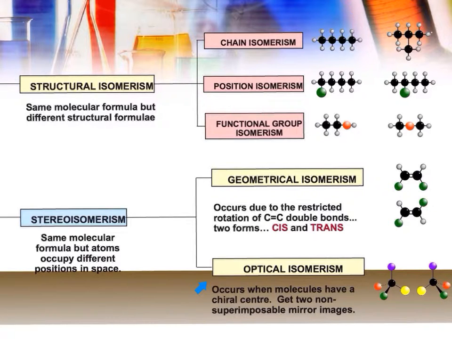We can also look at stereoisomers with regard to optical isomerization, and this occurs when molecules have a chiral center. We'll talk about what a chiral center is in future slides, but generally what we're looking at is two chemical compounds that cannot be superimposed upon one another. And so geometric isomers and optical isomers are examples of stereoisomers, and we'll be spending the remainder of this video reviewing and understanding the difference between the two.